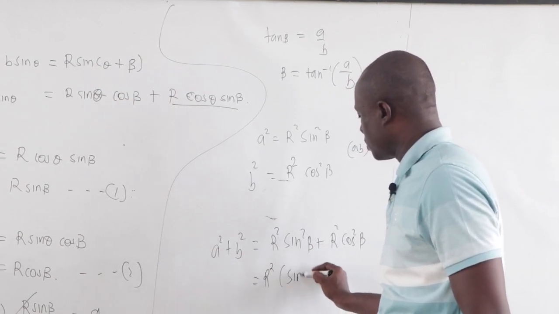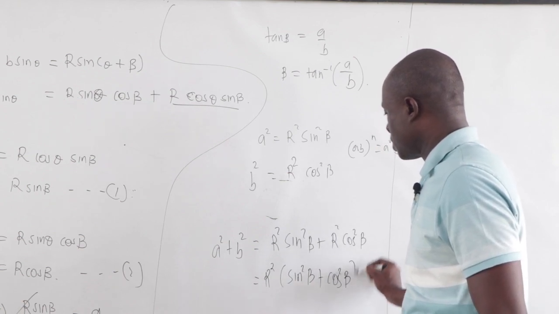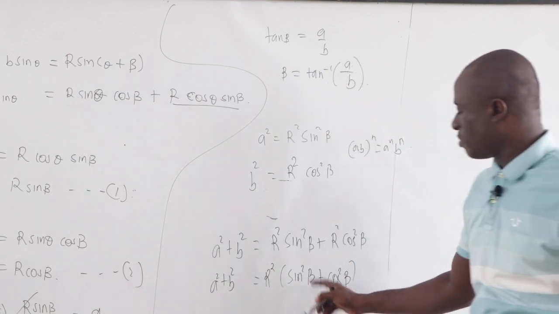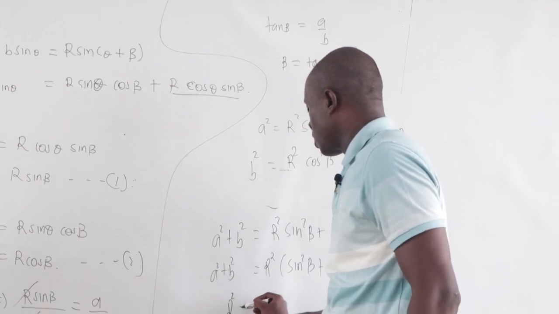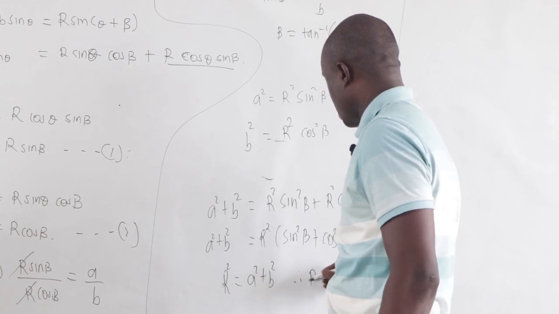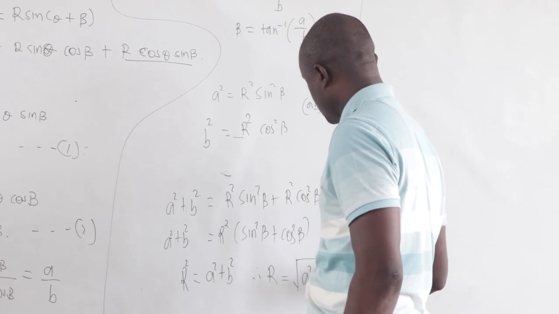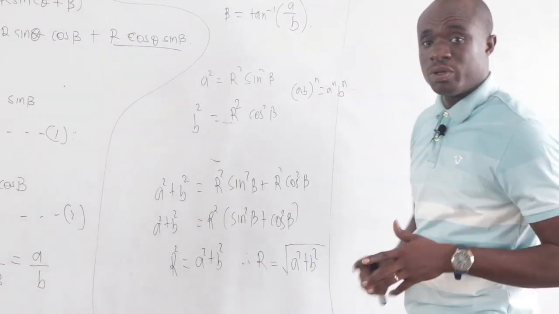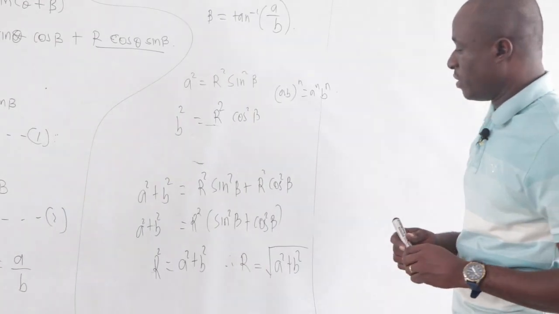What do you have? Sine squared beta plus cos squared beta. We have a squared plus b squared. Sine squared beta plus cos squared beta is 1. So we have r squared equal to a squared plus b squared. Therefore, our r will be the square root of a squared plus b squared. Now, this will be plus or minus, but we know our r should be greater than 0. It should be positive, so we take only this.